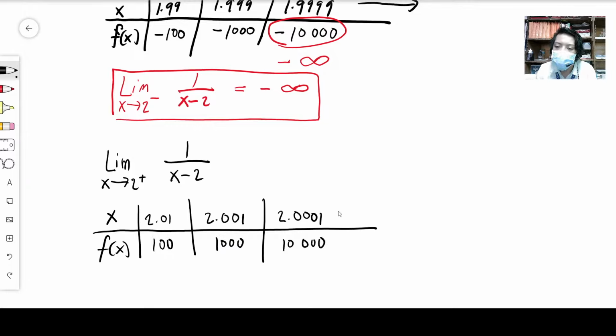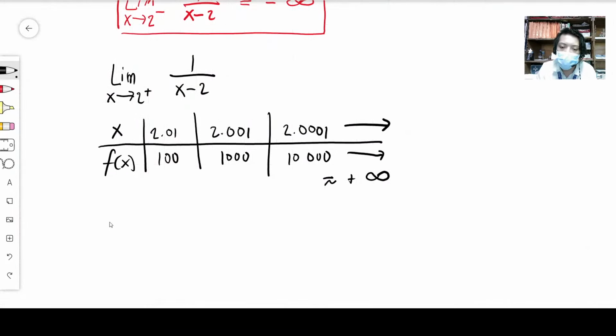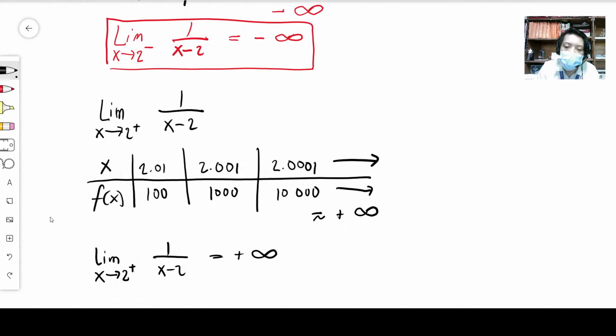Positive. So it keeps increasing as it approaches 2, approaching positive infinity. Therefore, the limit of 1 over x minus 2 as x approaches 2 coming from the right is equal to positive infinity, a very large number. So you see, let me put this in a box.